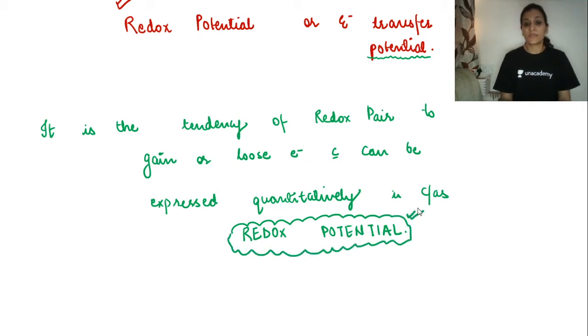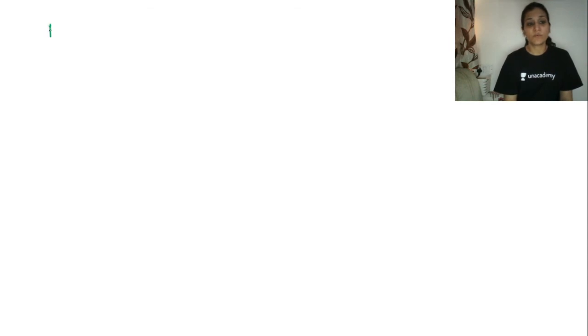So this is the definition. So how are we going to understand the redox potential of various substances in our body? The things which actually exist in the body, we have to talk about them. So, redox potential.